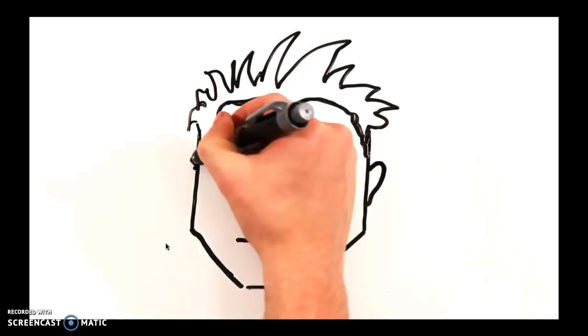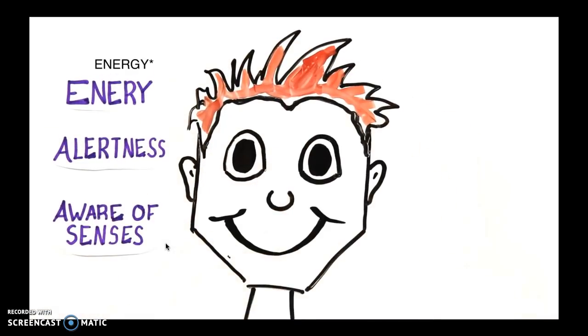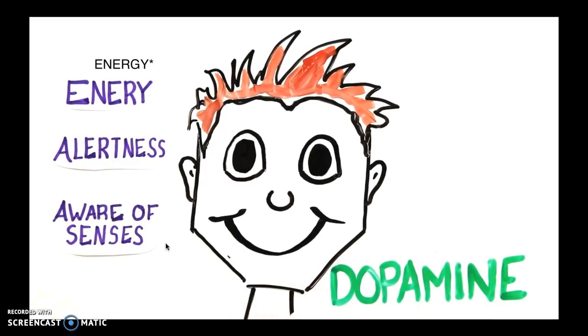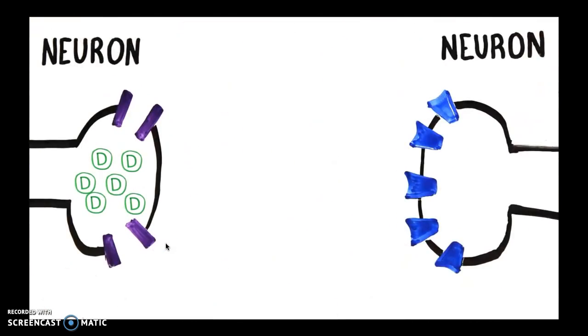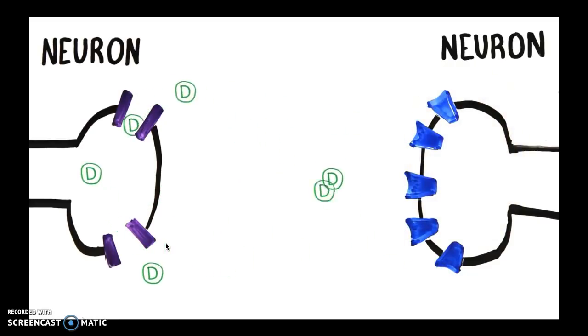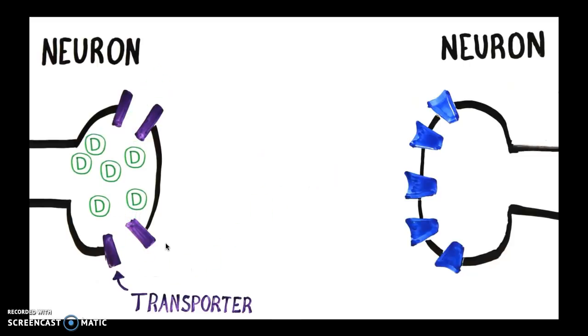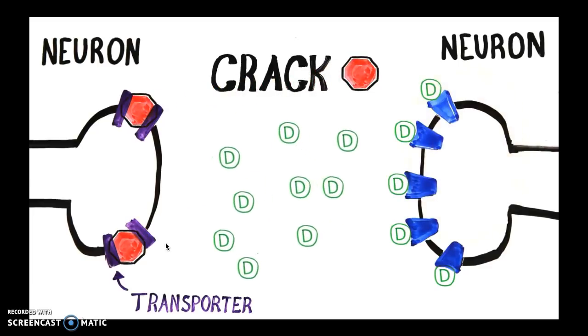Initially, users feel energized, alert, and much more aware of their senses. In the brain, crack acts on the ventral tegmental area, releasing large amounts of dopamine, the chemical often associated with feelings of pleasure and euphoria. This dopamine travels between brain cells, called neurons, and binds to receptors that trigger the good feelings. Now, normally, this dopamine would be reabsorbed back into the neuron by a dopamine transporter. However, crack alters this process. It attaches to the transporter and blocks the reabsorption, allowing dopamine to build up and continually stimulate the receptors.